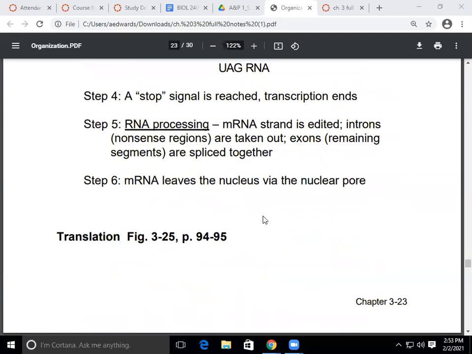Then you start processing your RNA, because some of the RNA that's made you don't end up really needing. So you cut out the pieces you don't need. The introns are taken out, and then the exons are spliced, basically stitched or glued together. Then the mRNA is ready to leave the nucleus through a nuclear pore.